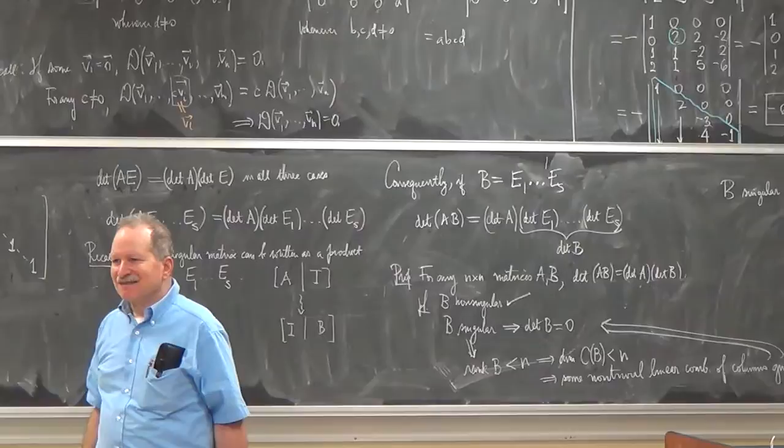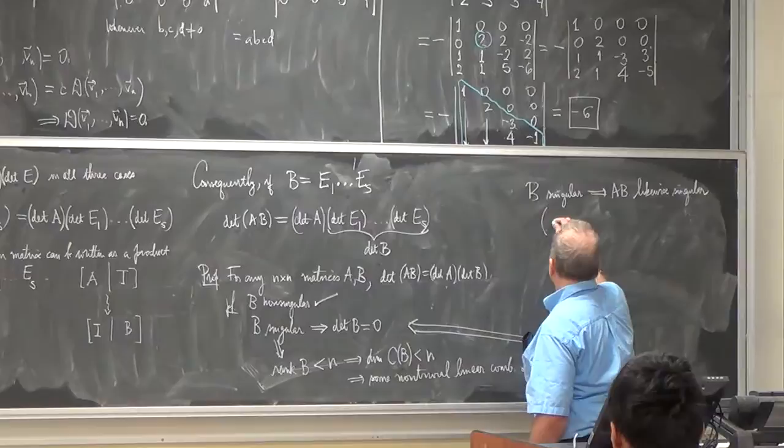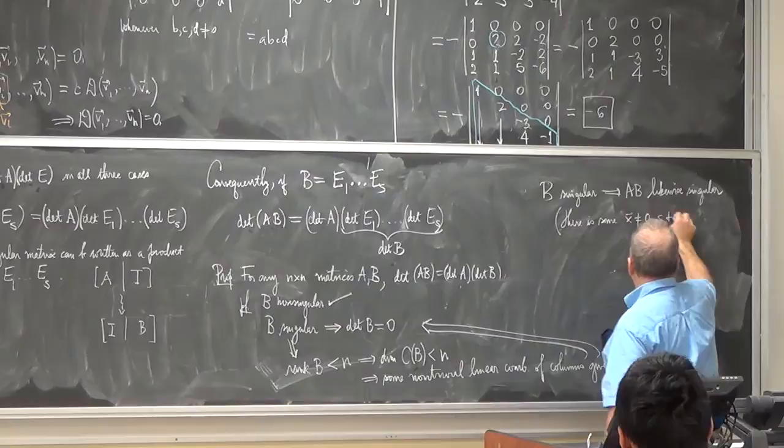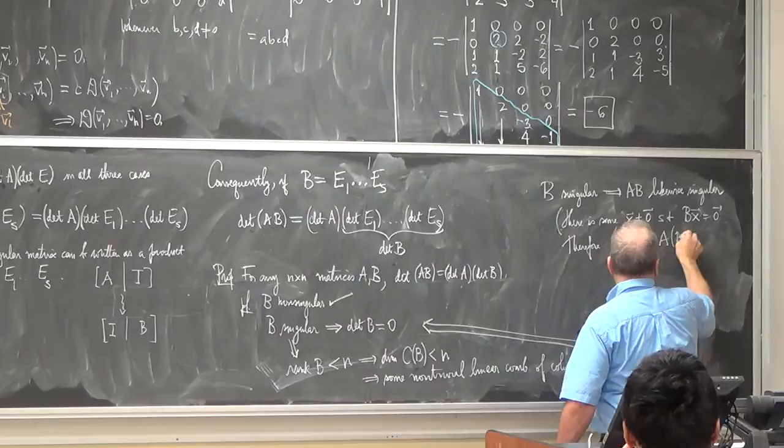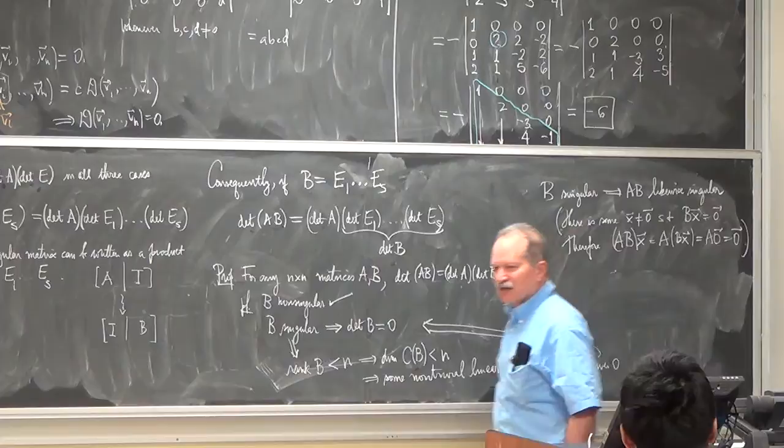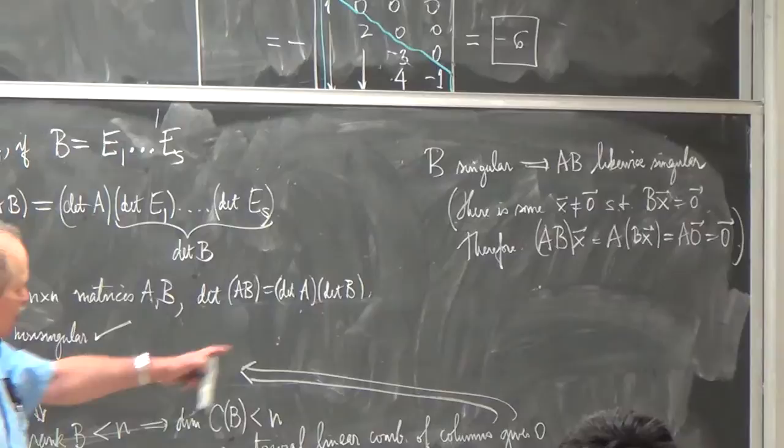Good. There is some non-zero X so that BX is zero, therefore ABX, which is A times BX, is likewise zero. We have a non-trivial solution that makes the matrix singular. So finally, if B is singular, this is zero, but so is this, so the product rule still holds. Agreed?